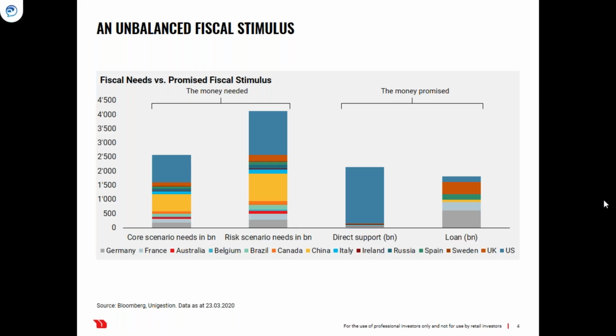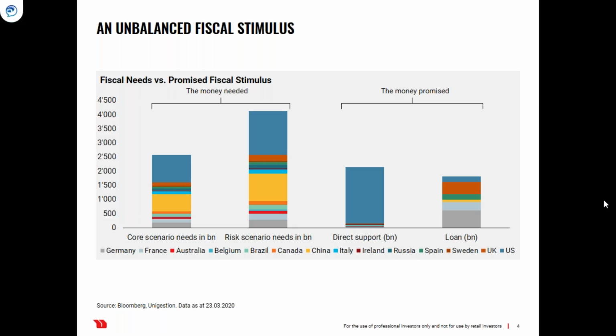We don't think that loans are as effective as direct support. That's the first imbalance we're seeing. We'd like to see more direct support, and if possible, a direct support that would potentially equate the core scenario need in billion USD, at least to make sure that this remains something temporary.